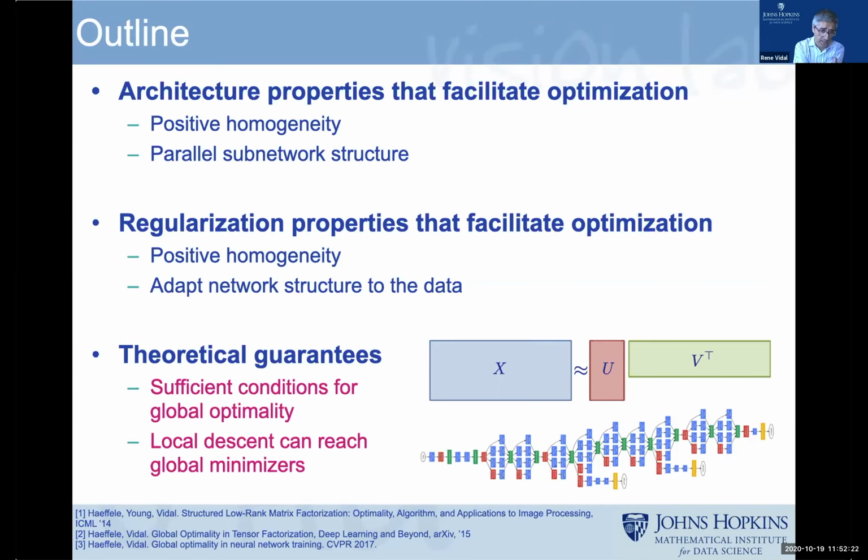So as I said at the beginning, I'm going to do that by first going through the simpler example of networks with a single hidden layer, which, again, reduces to matrix factorization. And then I'll show how those results extend to the case of deep networks.